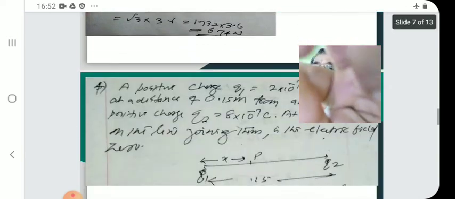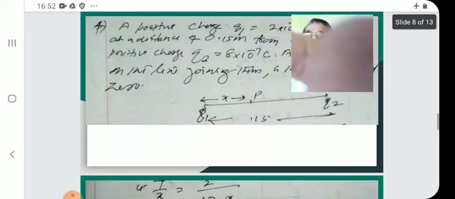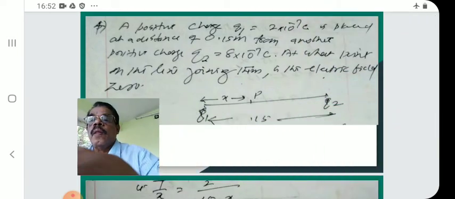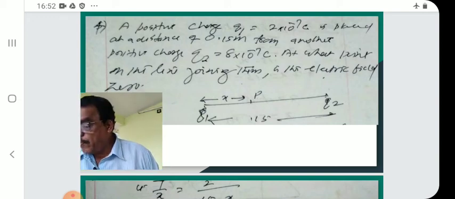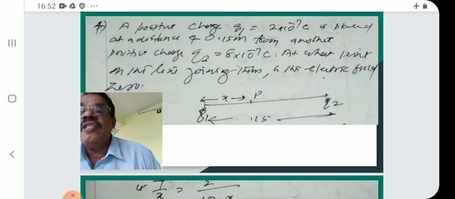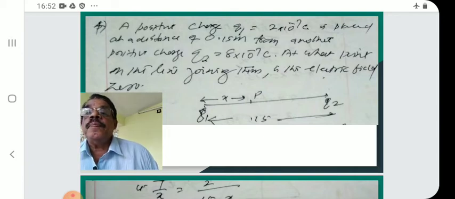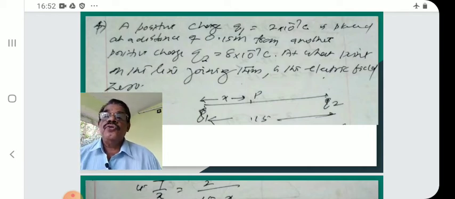Now we see another problem. Problem number 4. A positive charge Q1 of 2 into 10 raised to minus 7 coulomb is placed at a distance of 0.15 meter from another positive charge Q2 equal to 8 into 10 raised to minus 7 coulomb. At what point on the line joining them is the electric field 0?